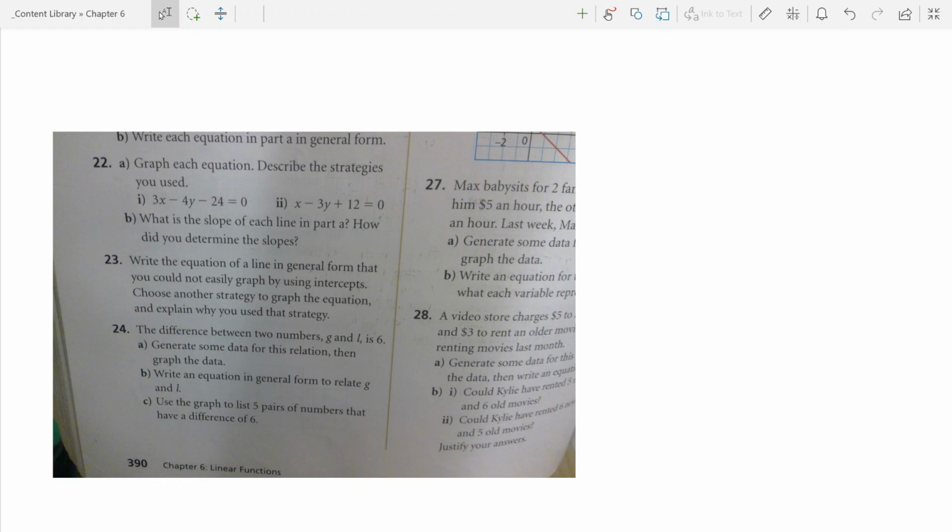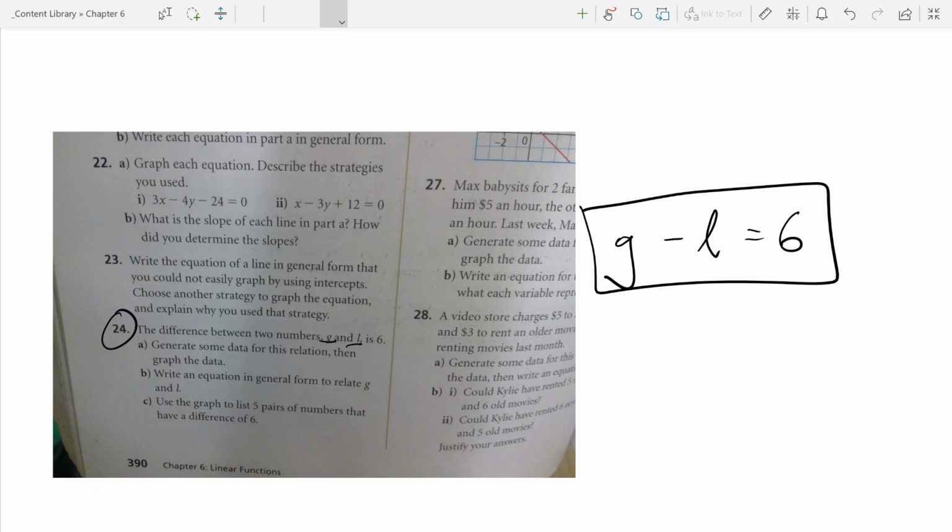Alright, so we're doing this question, number 24. The difference between two numbers G and L is 6. So the way I'm going to think about this, I have G minus L gives me 6. So it's saying the space in between these two numbers is 6. This first equation is really important. It's written in the standard form, general form method.